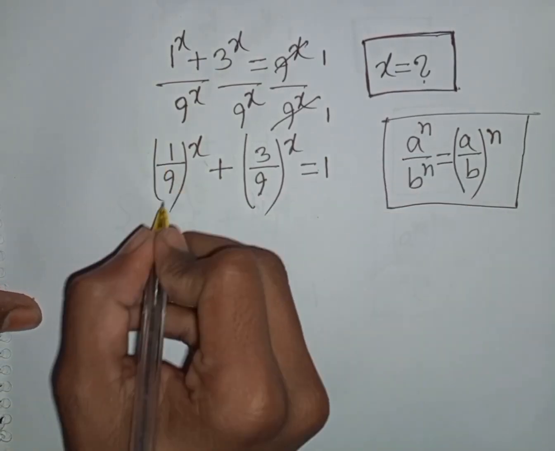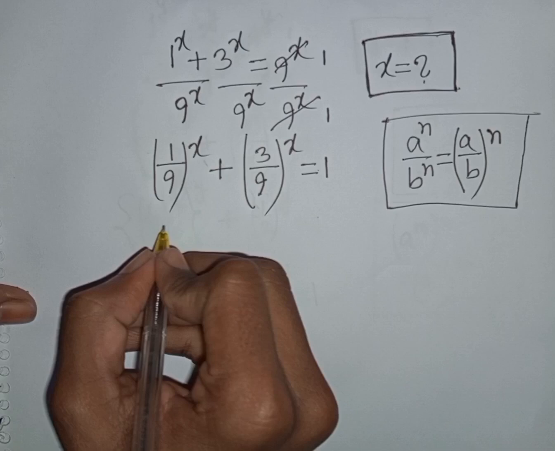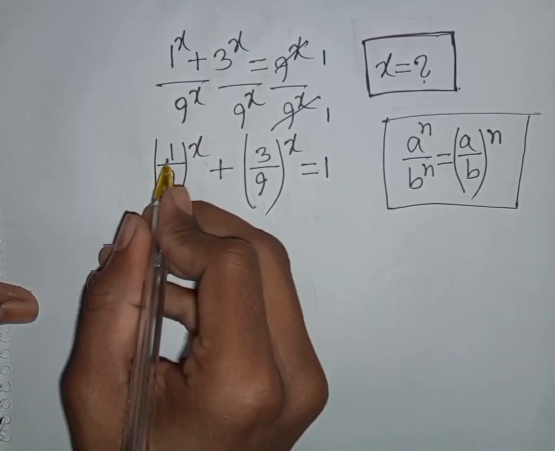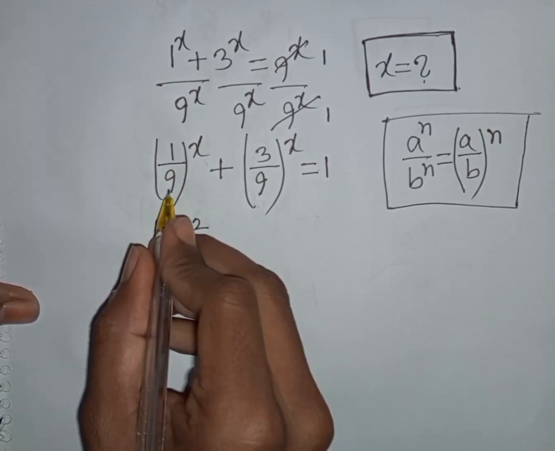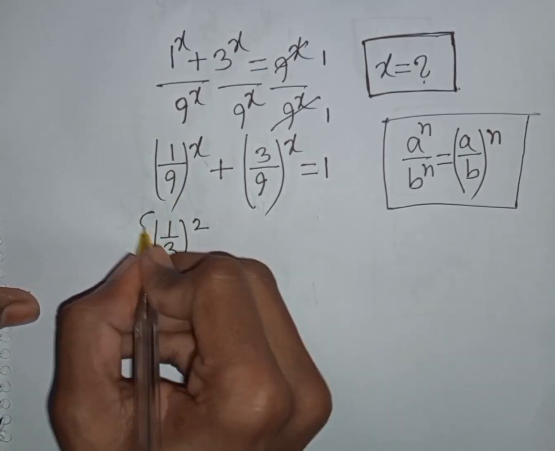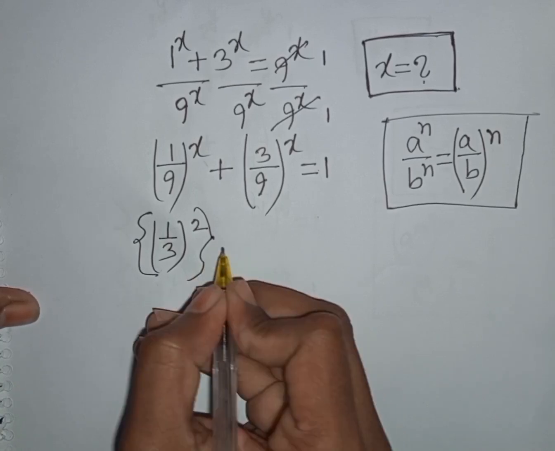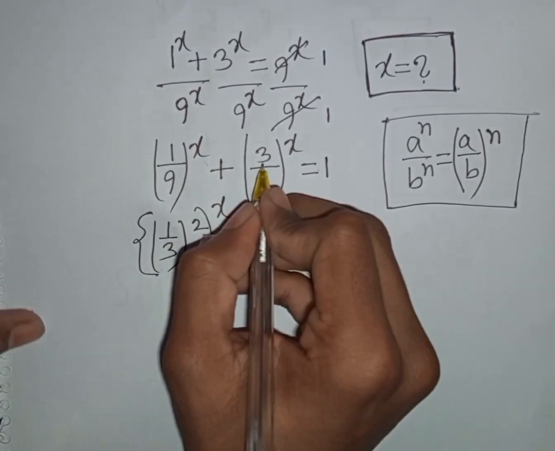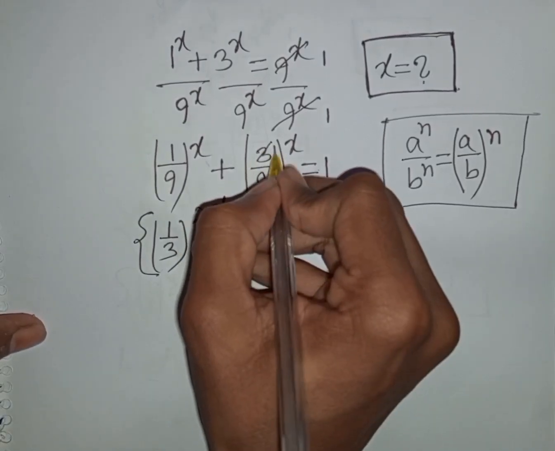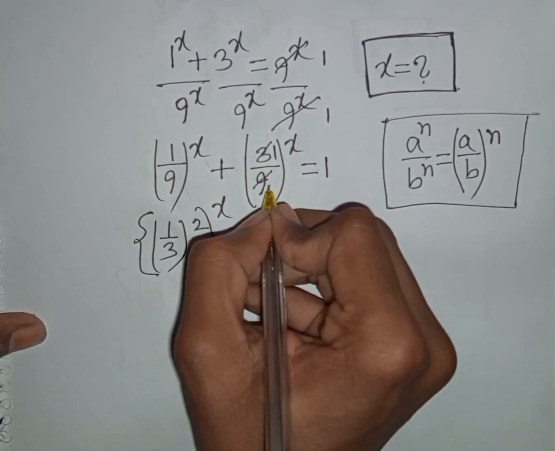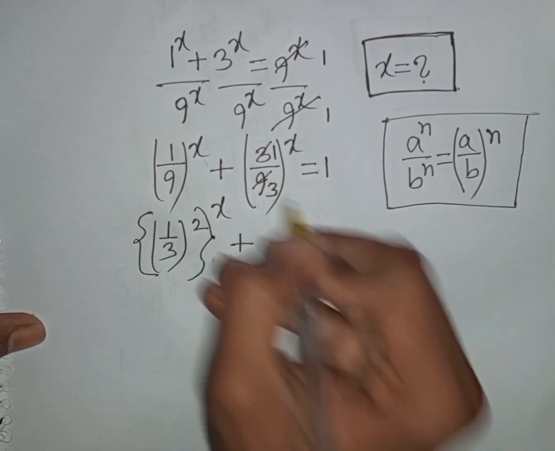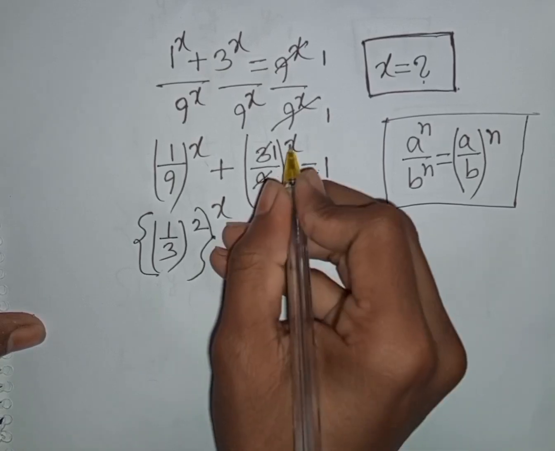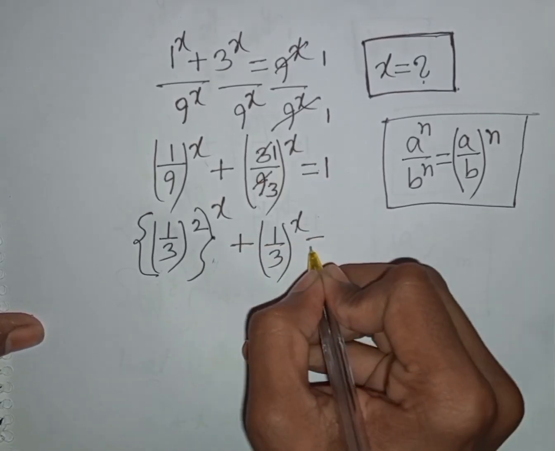Now 1 by 9 can be written as (1 by 3) squared. Then this first bracket can be written as the second bracket to the power of x plus, here 3 divided by 3 is 1 and 9 divided by 3 is 3. So we have (1 over 3) to the power of x is equal to 1.